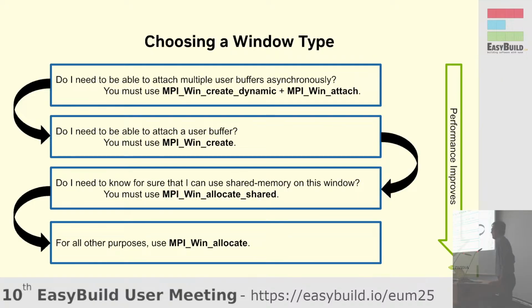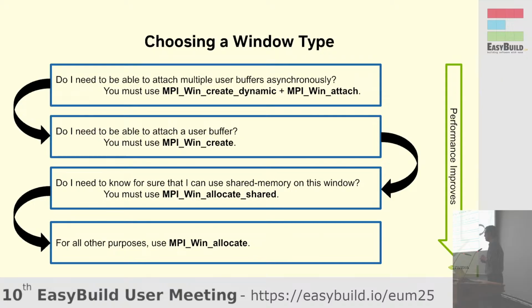So choosing window type. We have this thing WinCreateDynamic, which you must use if you want to do multiple buffers attached asynchronously. If you're not doing that, you don't need this. Don't look at this function. You need to be able to attach a user buffer to the window rather than letting MPI allocate the buffer for you and then tell you where it was. If you don't need to attach a user buffer, don't use WinCreate.